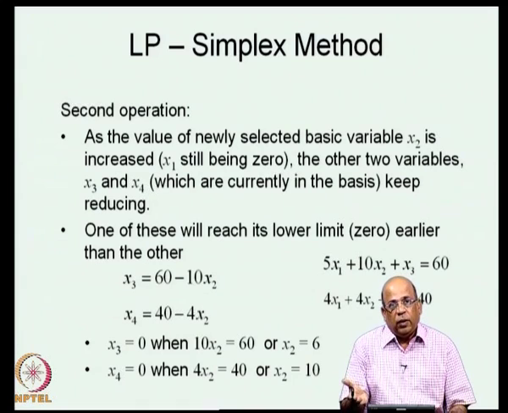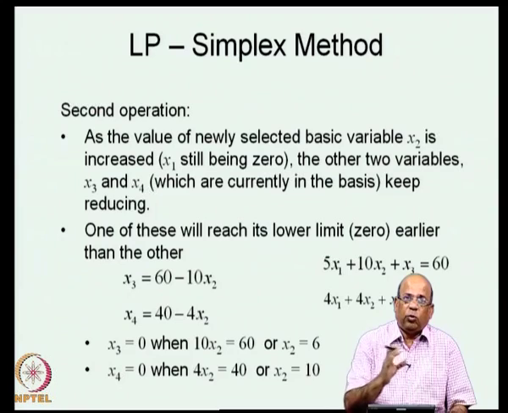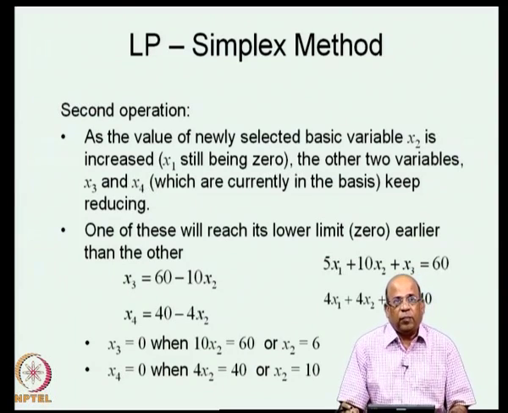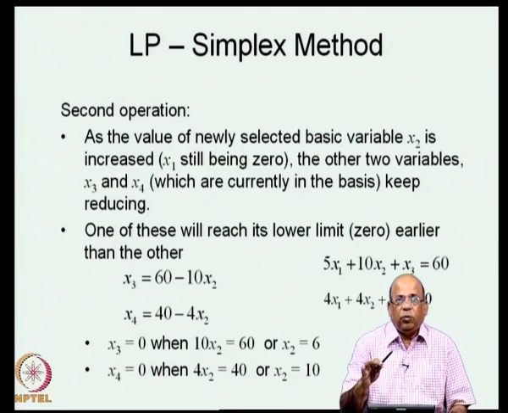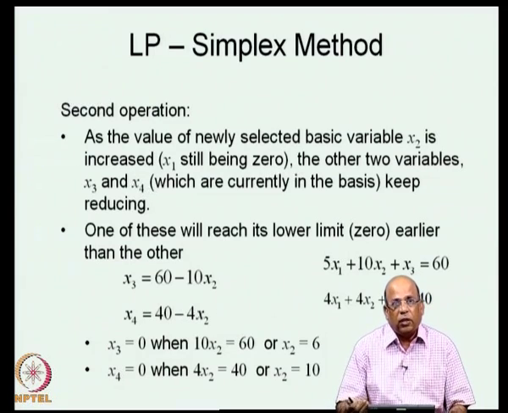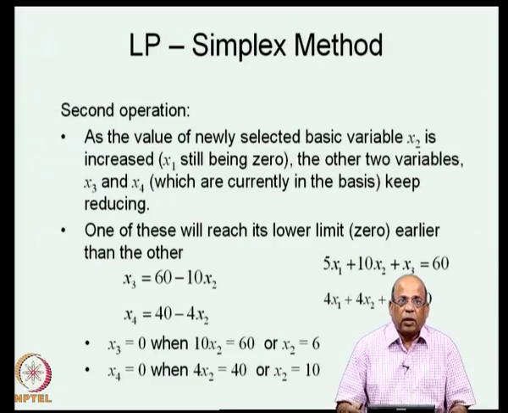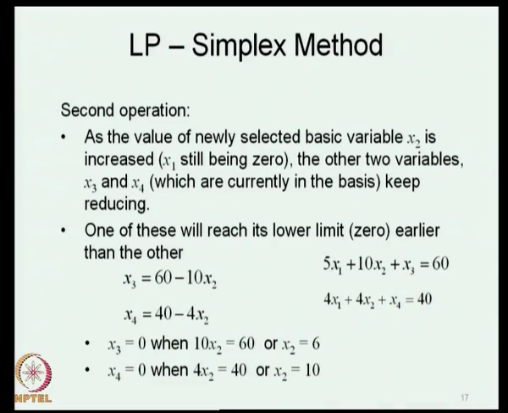You would like to increase the value of x2, which is the entering variable, as much as possible, so that your z value keeps on increasing. As you start increasing x2, the other two variables which are in the basis now, that is x3 and x4, will start decreasing because of the nature of the constraints. In fact, both of them will start decreasing.